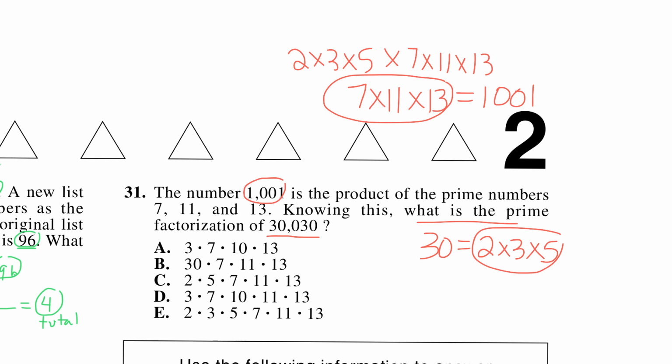So is there an answer that has 2, 3, 5, 7, 11, 13? 2, 3, 5, 7, 11, and 13. So those are all the prime numbers there in order. Those are the first 6 prime numbers, and maybe you should memorize those. 2, 3, 5, 7 are prime numbers, so is 11 and 13. So the answer for number 31 is E.